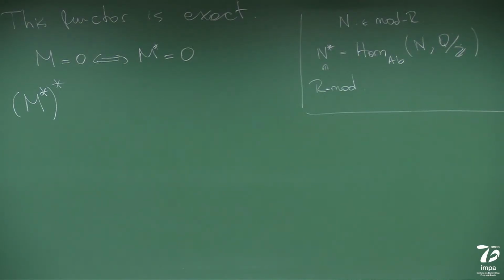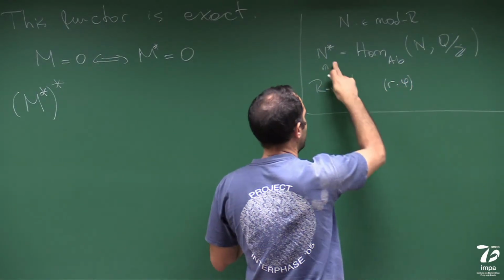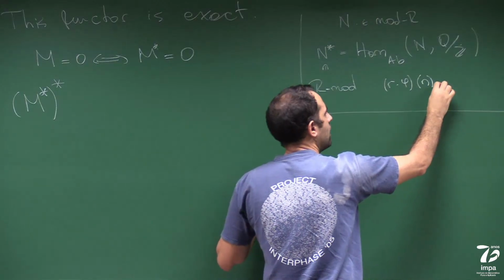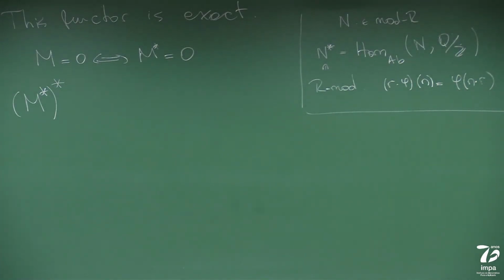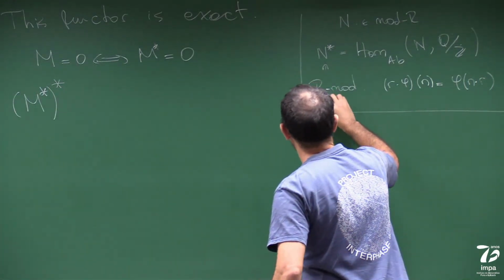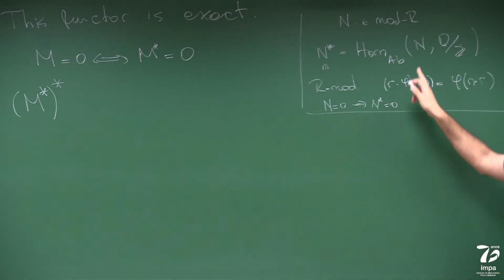And the action is really just the same. So if you give me an R here acting on some phi that is in N star, this needs to take an N here, and you define this to be phi of N where R acts on the right. So I started with a left R module. This is a right R module. And then this double dual is a left R module again. So M and this double dual are left R modules. And also it's clear that this statement is also true. If N is 0, then clearly N star is 0. Same argument. Morphisms from 0 are 0.